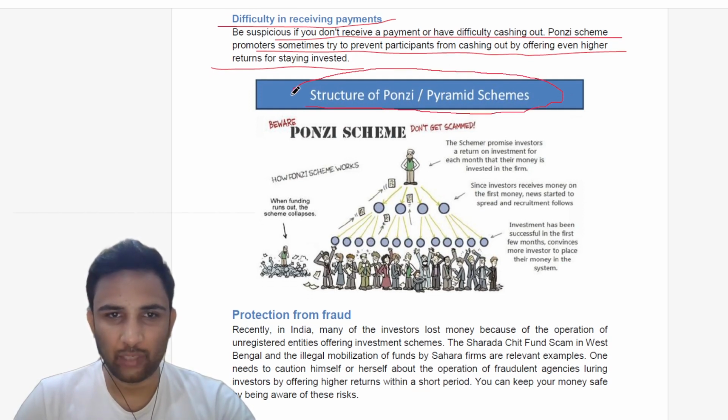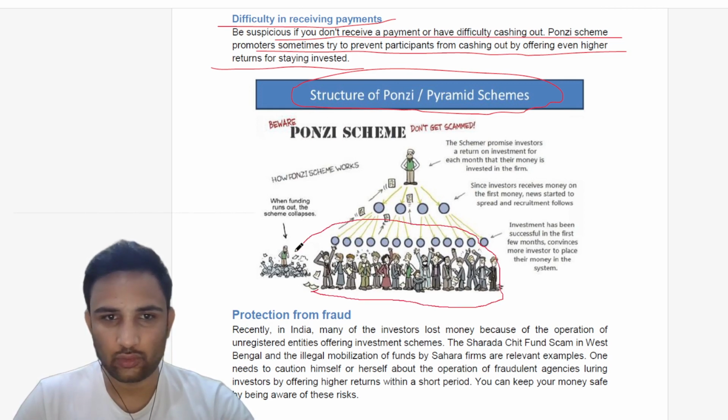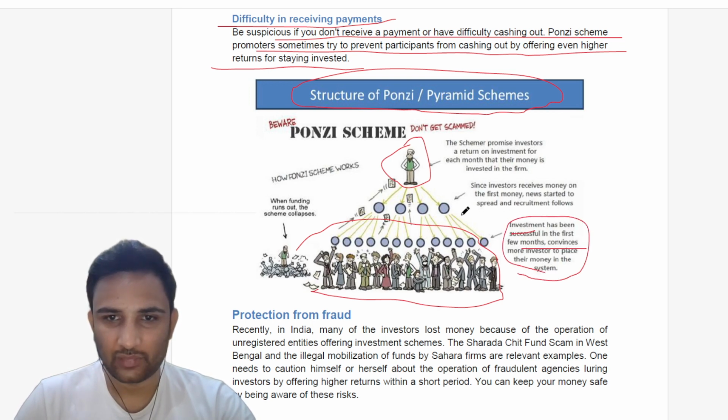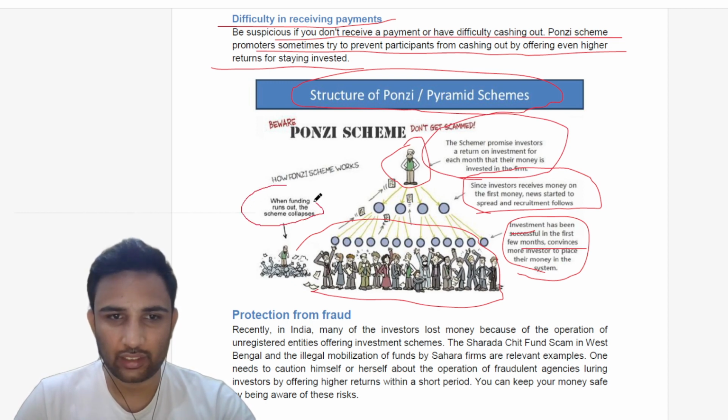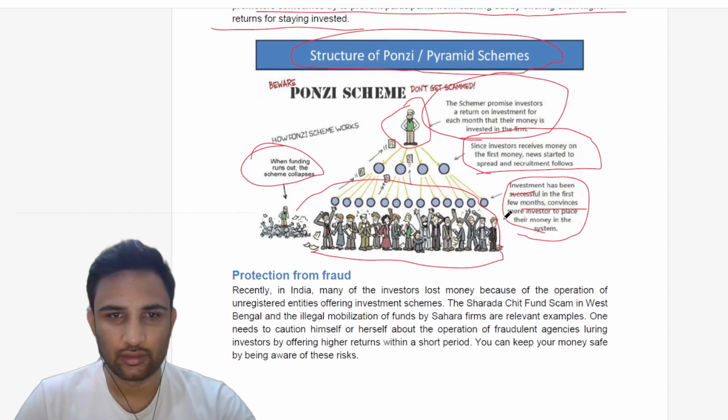Structure of Ponzi or pyramid schemes. At the bottom we have multiple investors, and on top we have one mastermind behind the Ponzi scheme. The investment being successful in the first few months convinces more investors to place their money in the system. Then, since investors receive money in the first months, news starts to spread and recruitment follows. The schemer promises investors a return on investment for each month that their money is invested in the firm. When funding runs out, the scheme collapses.